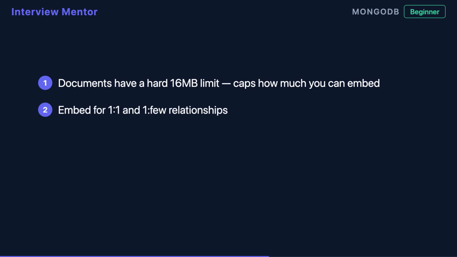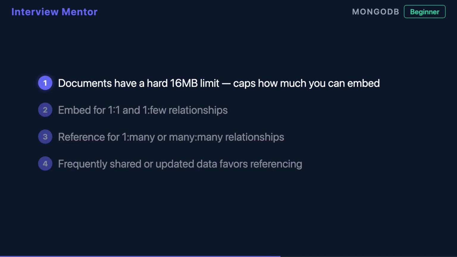One hard constraint. MongoDB documents have a 16 megabyte size limit, so deeply embedded arrays that grow without bound will eventually break things. As a rule of thumb, embed for one-to-one and one-to-few relationships and reference for one-to-many or many-to-many.